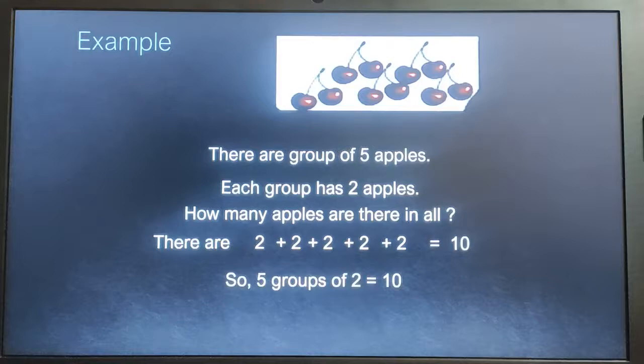So 5 groups of 2 is equal to 10. We can write 5 into 2 is equal to 10. That is, 5 groups are there and 2 apples are there in each group. So we can write 5 into 2 is equal to 10. So let's see what is multiplication.